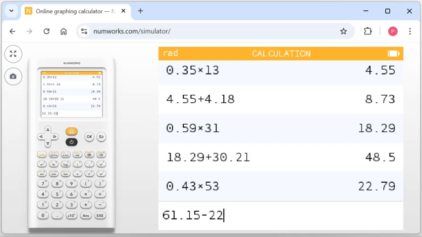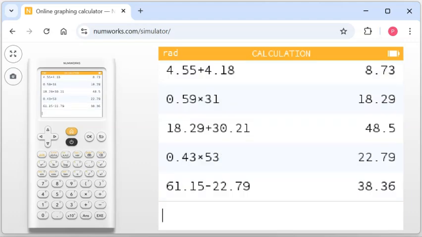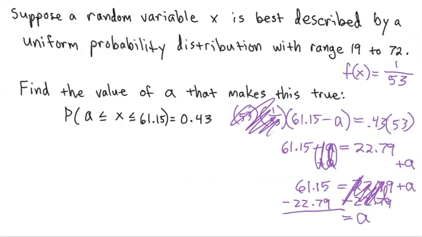So 61.15 minus 22.79, and that gives us 38.36. So 38.36, and that's our answer. And so if we were to put 38.36 here in for A, we could say that the probability that X is between 38.36 and 61.15 is 0.43, okay? All right, well, that is it for the uniform probability distribution as a continuous random variable and calculating probabilities.